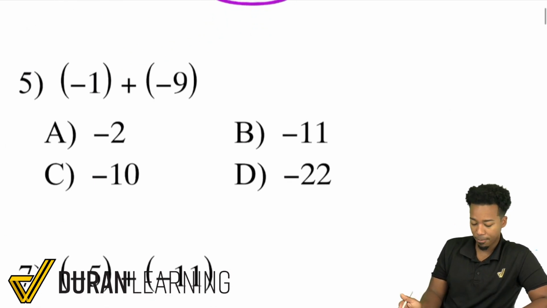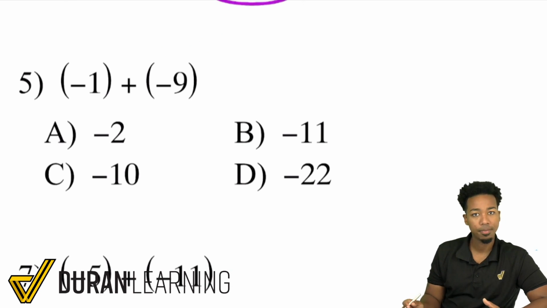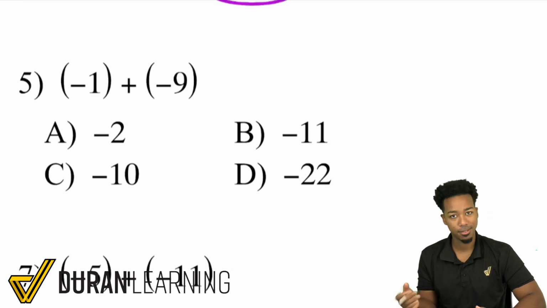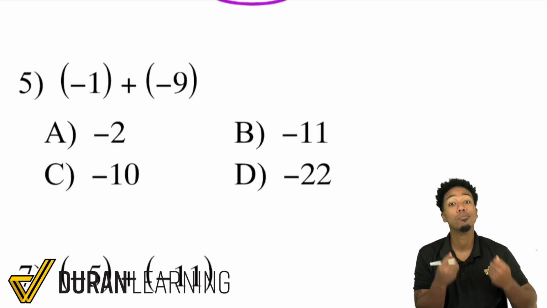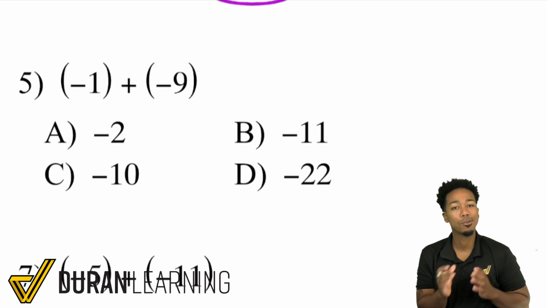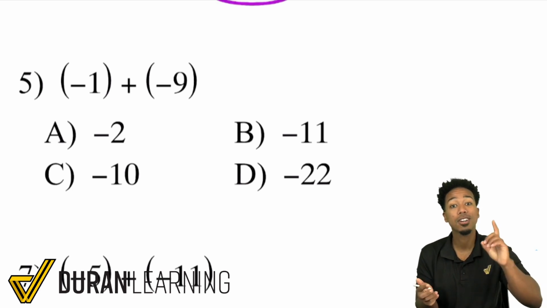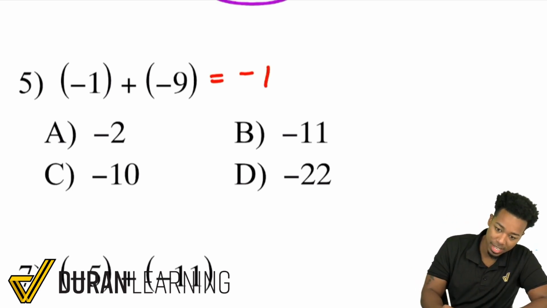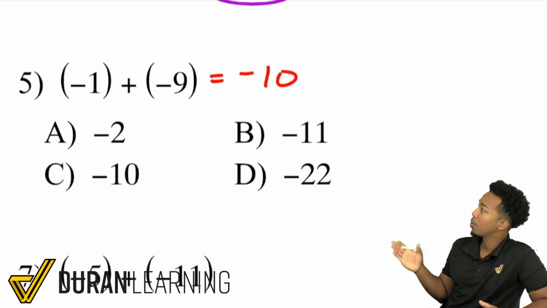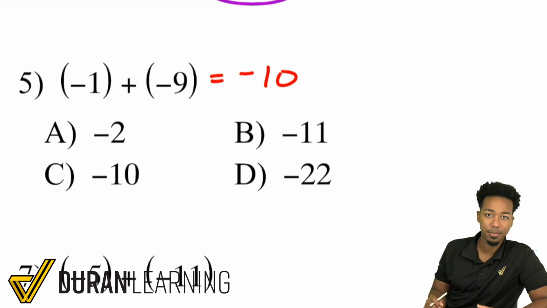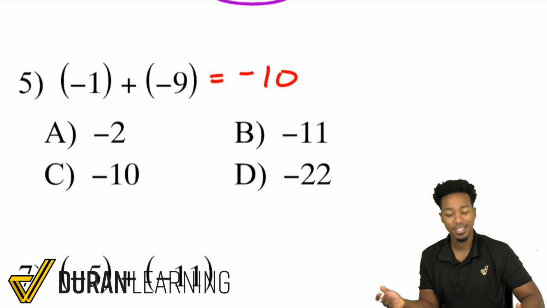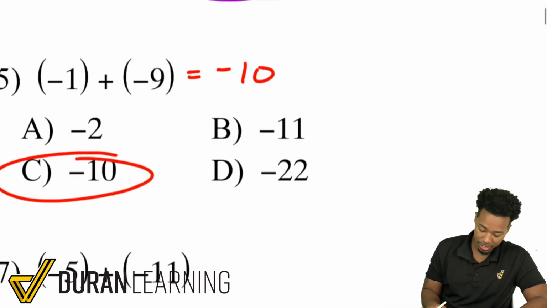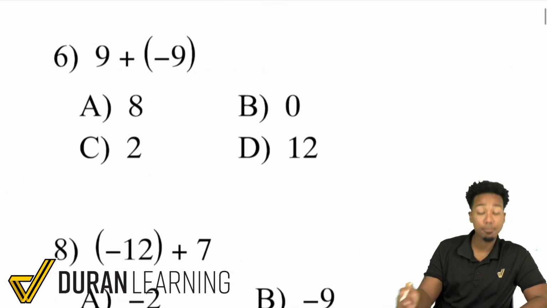So number 5. We have negative 1 plus negative 9. Well, think about it. They're both already negative, right? You have 2 negatives being added together, so you're getting more negative. So 1 plus 9 is 10, but you're going to make it negative 10 because these are both negative and they're being added together. In the same way that if you had 2 positives added together, it'd get more positive. So there it is. Let's take a look at number 6. So we have 9 plus negative 9.